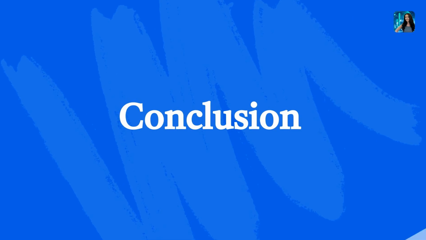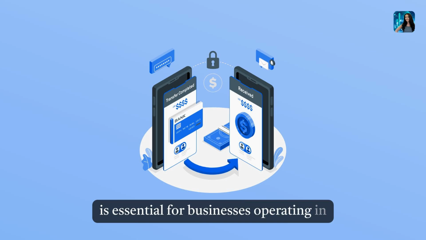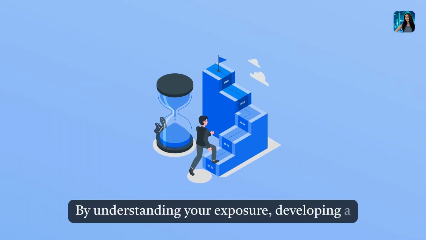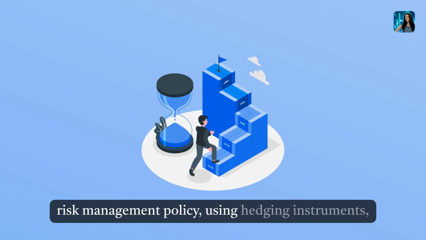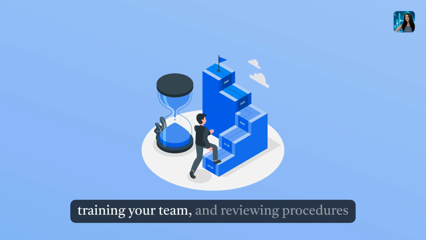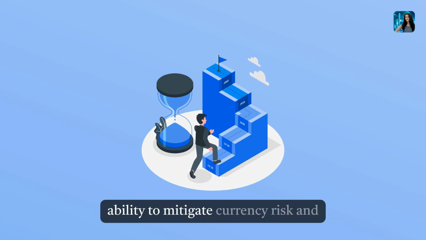Conclusion: setting up effective currency management procedures is essential for businesses operating in a global economy. By understanding your exposure, developing a risk management policy, using hedging instruments, monitoring currency markets, implementing internal controls, training your team, and reviewing procedures regularly, you can strengthen your business's ability to mitigate currency risk and optimize international transactions.